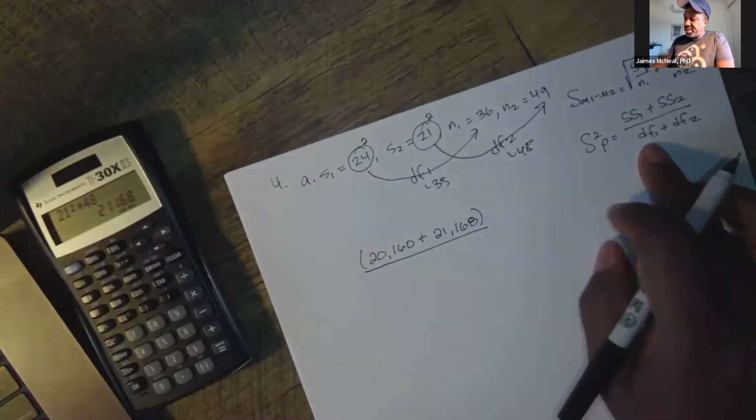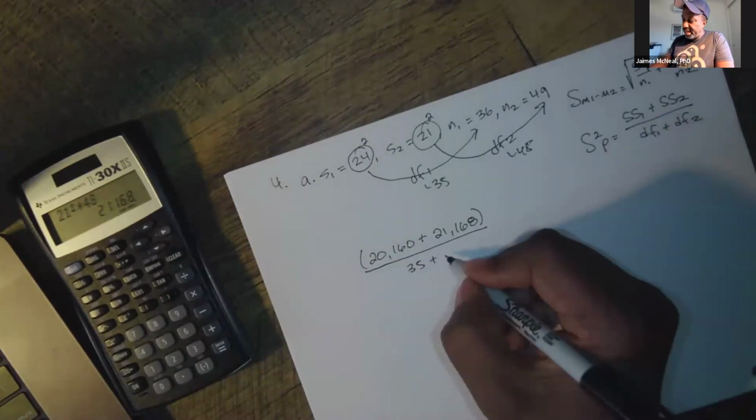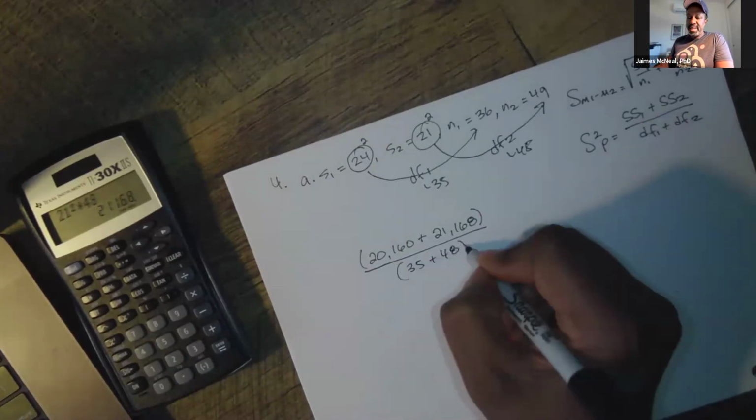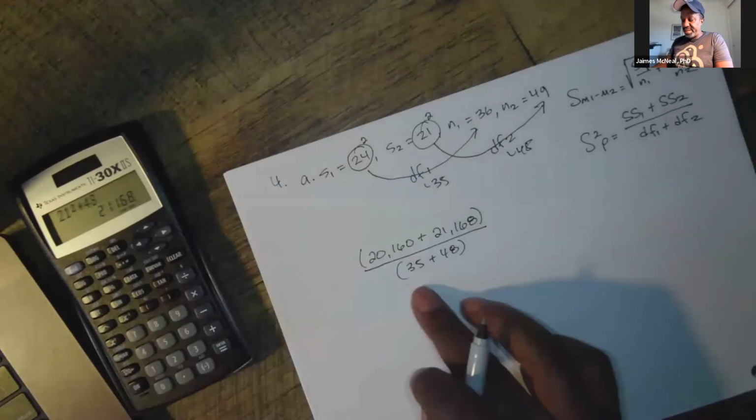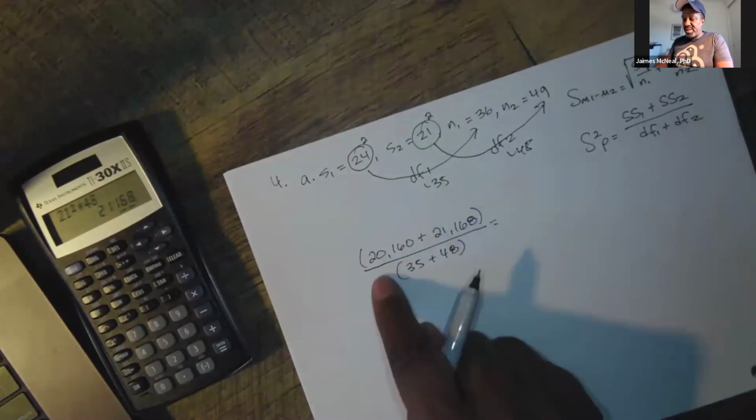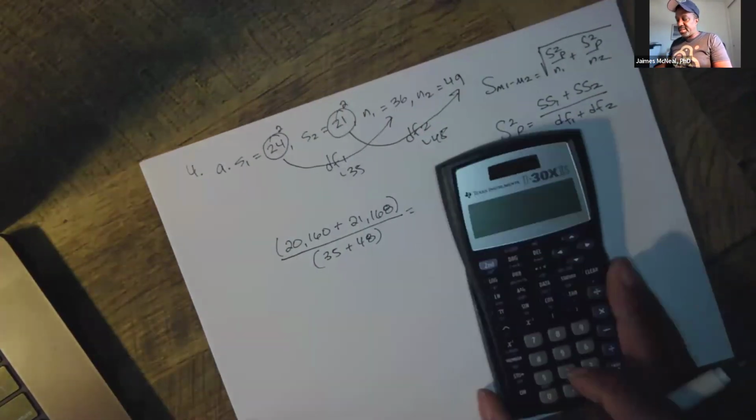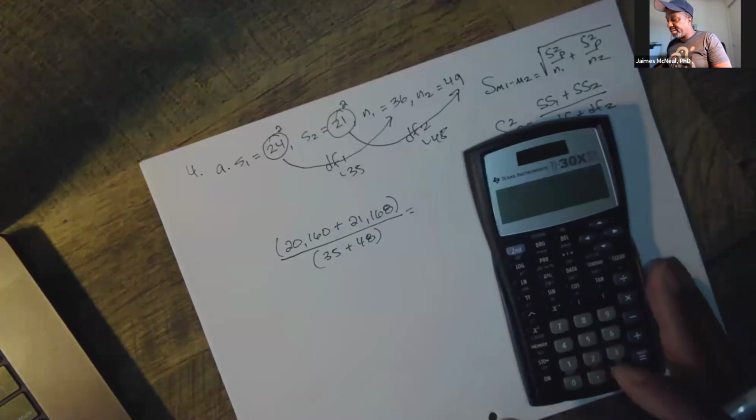So degrees of freedom 1 is 35, and degrees of freedom 2 is 48. And that's the denominator. We just need to add those together. So if we put parentheses around the numerator, put parentheses around the denominator when we're calculating those sums, it's going to tell us what the pooled variance is.